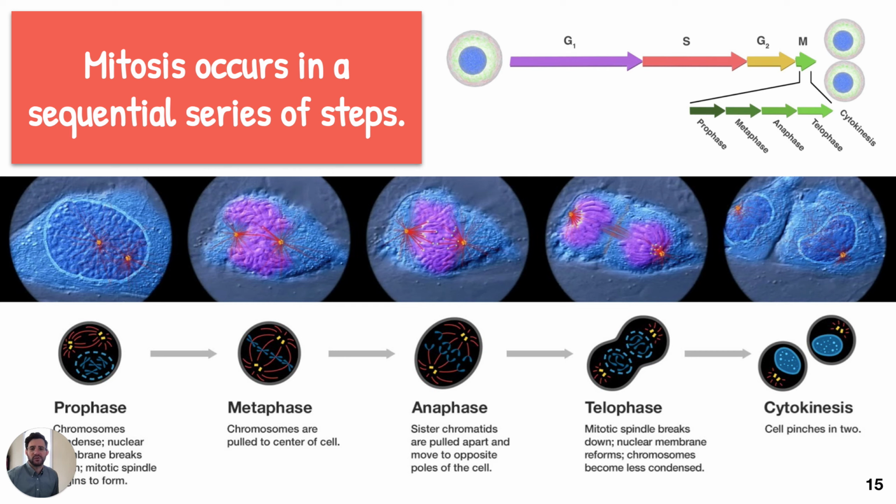Mitosis involves four basic stages: prophase, metaphase, anaphase, and telophase. Then there's the last phase, which is called cytokinesis, which involves the physical splitting of the cytoplasm. At that point, we have two distinct cells, two cloned cells.